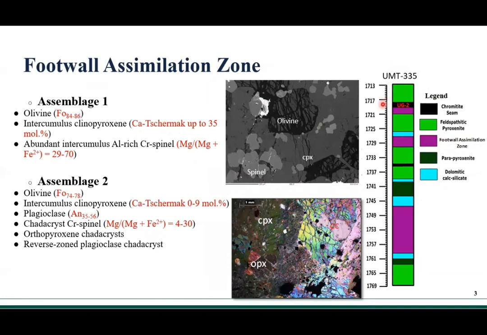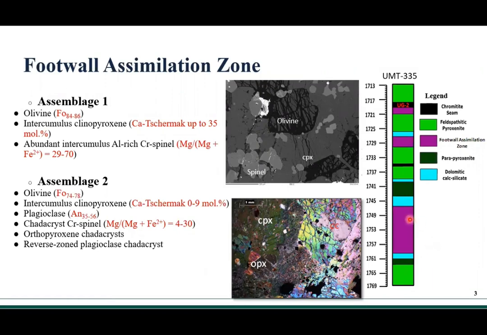UG2 correlative downwards into the footwall assimilation zone. And the feldspathic pyroxenite would, in this case, represent the most uncontaminated lithology, whereas the footwall assimilation zone in purple here represents the most contaminated, or dolomite-contaminated, lithologies. So within this footwall assimilation zone, we have identified two main types of assemblages.